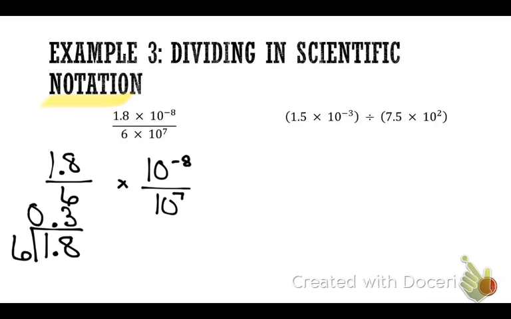Does 6 go into 1? So a 0 goes there. Does 6 go into 18? 3. So that's really going to be the extent of your long division. Maybe 1 or 2 decimal places. All right, so now we have our 0.3.